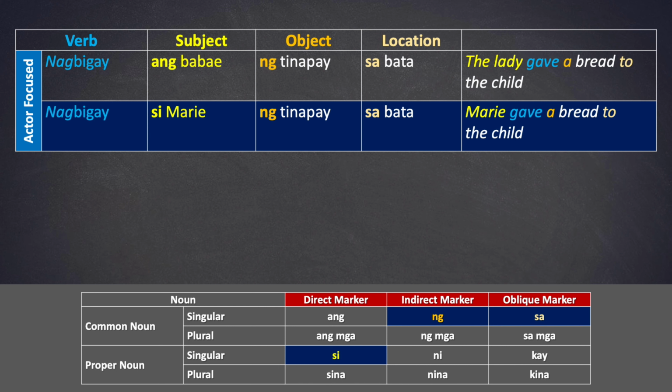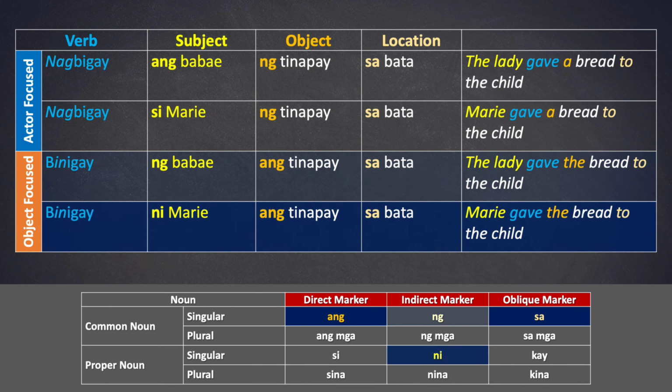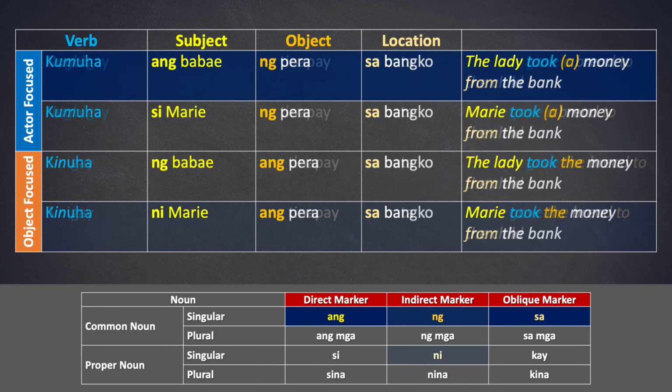Now, let's convert these two sentences using the object-focused verb equivalent. Binigay ng babae ang tinapay sa bata. The lady gave the bread to the child. Binigay ni Marie ang tinapay sa bata. Marie gave the bread to the child.